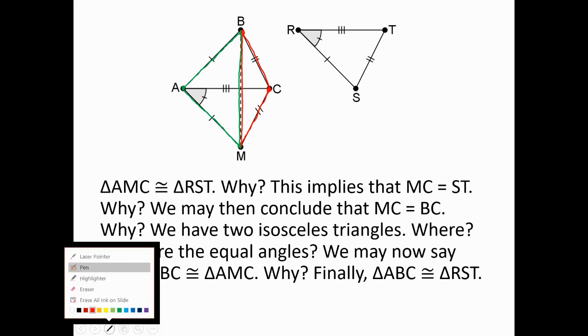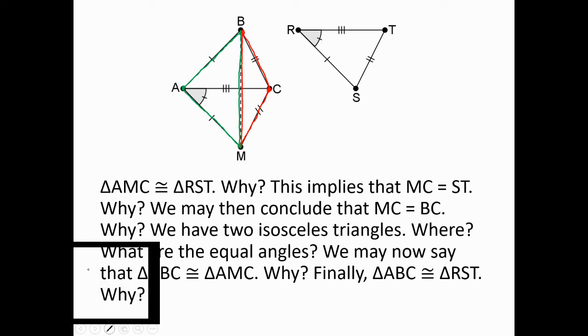Well, that means that we may then conclude that we have equal angles. And how do we do that? Well, we do that by the isosceles triangle theorem. So the base angles of isosceles triangle ABM are equal by the ITT. And there they are. The base angles are ABM and AMB. And likewise, the base angles of triangle CBM are equal. And there they are, CBM and CMB.